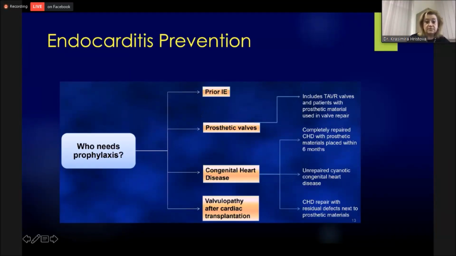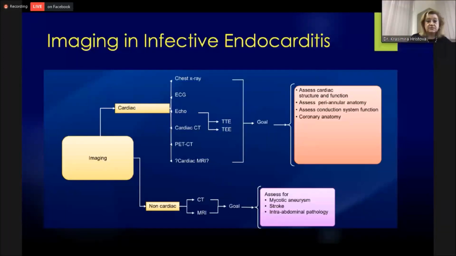This group of patients definitely needs prophylaxis against infective endocarditis. Imaging of infective endocarditis is very important. When we have a cardiac examination with ECG, echo, cardiac CT, PET CT and cardiac MRI, more often we can find the vegetation. But echocardiography, mainly transthoracic and transesophageal, is the main, very useful and very easy to perform at the bedside of the patient.